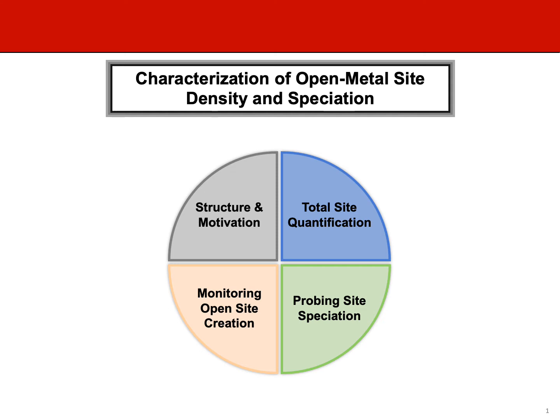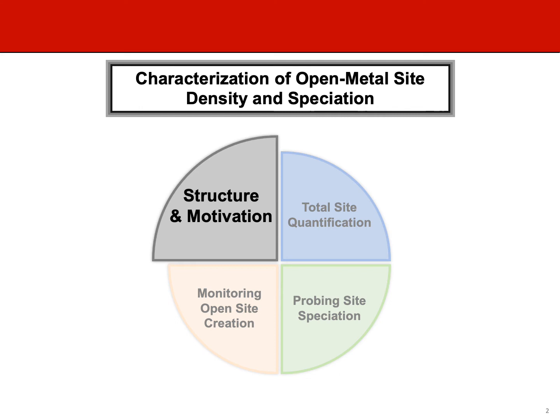And lastly, I'll show you how these techniques open up the opportunity to probe not just the density, but also the speciation, and specifically the oxidation state of open metal sites. So let me first go into what MIL 100 chromium is and why we need a method to characterize open metal density.